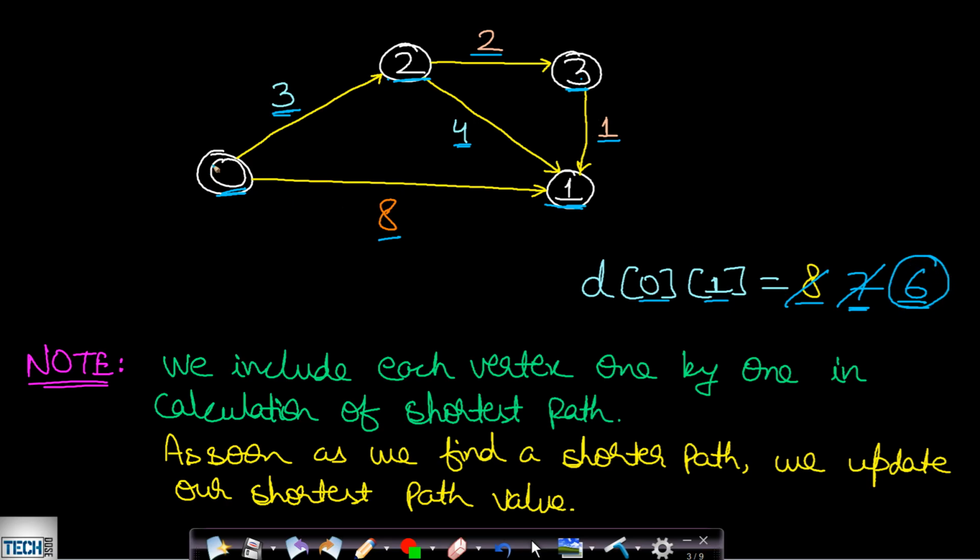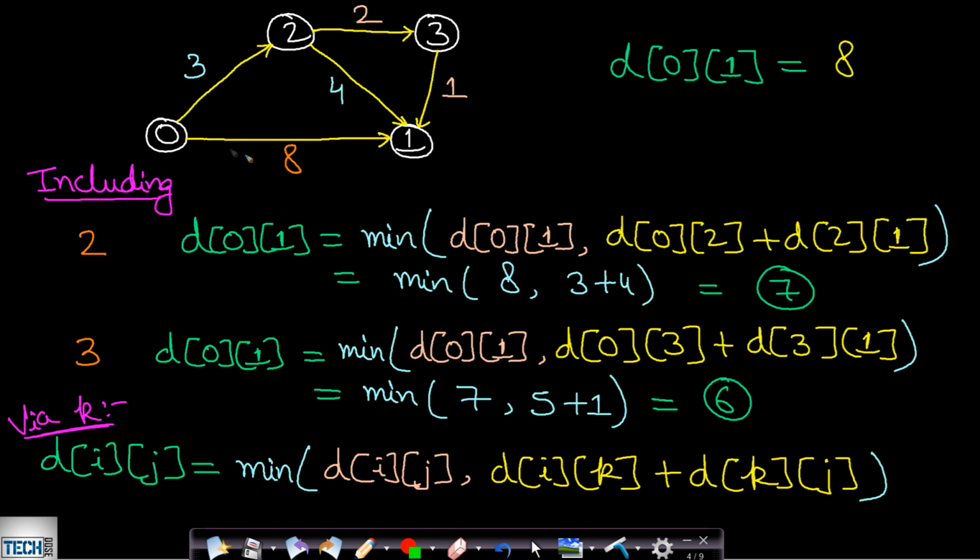Like this we will update all the pairs of vertices, and at the end of the operation, after including each and every vertex, we will get the shortest paths. This is the entire logic of this algorithm. I have just shown it for a single pair, from 0 to 1. The thing to note is that we include each vertex one by one in the calculation of the shortest path, and as soon as we find a shorter path, we update the shortest path value. Now I am taking the same example and let us solve it mathematically.